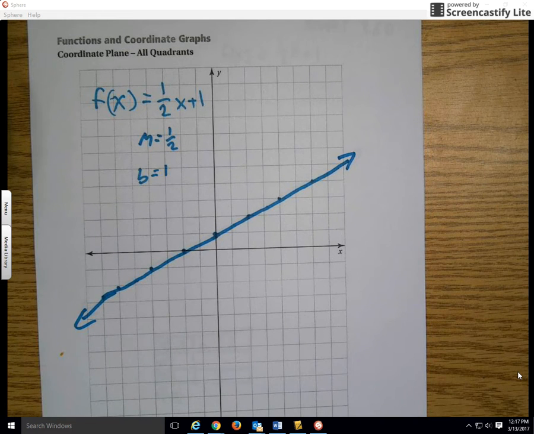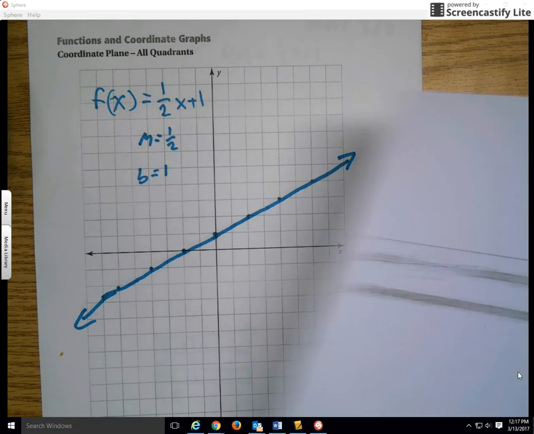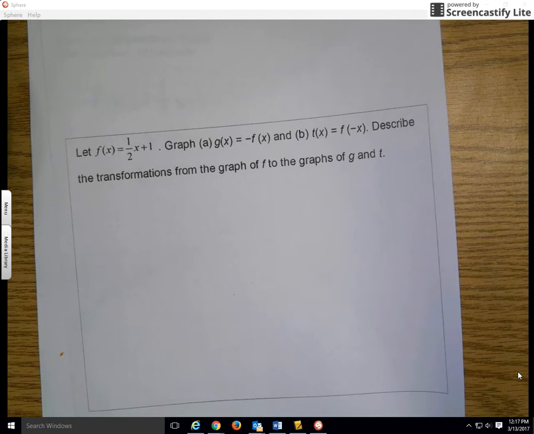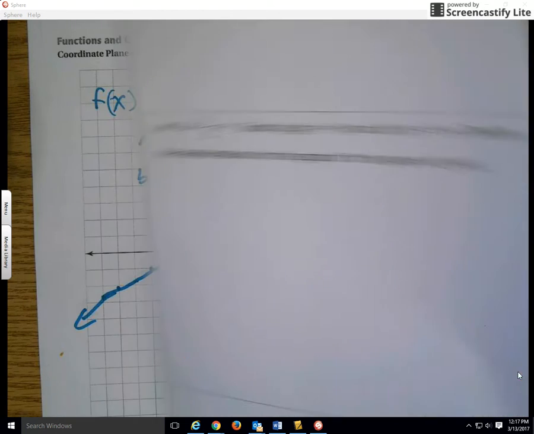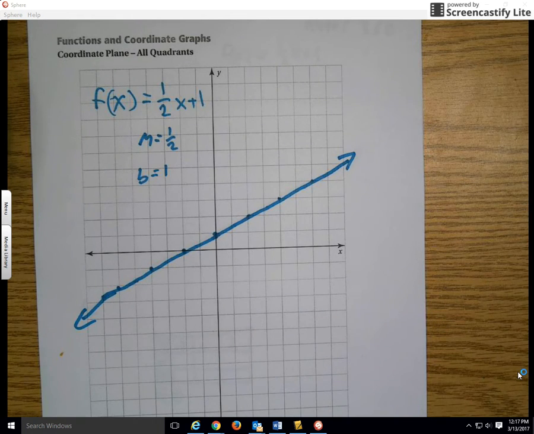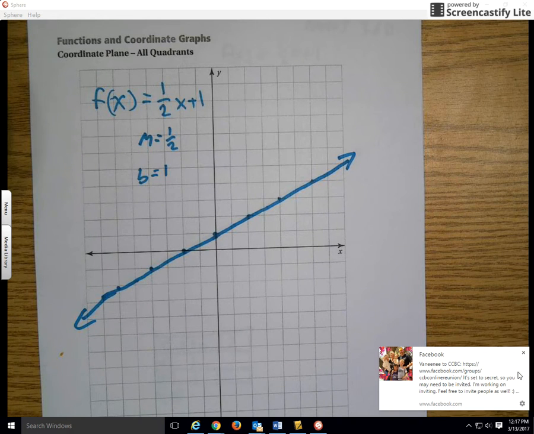Now we need to reflect it. In order to reflect it, going back to our instructions, let's put it back up real quick. It says with a negative f of x. So we're going to do a negative f of x real quick.